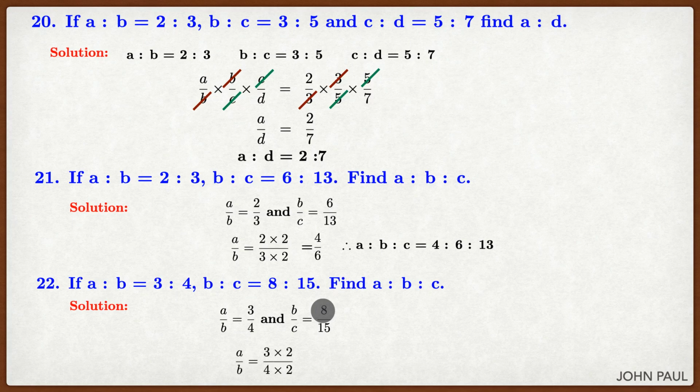A by B equal to 3 by 4, here we will multiply and divide by 2. Reason, B value is 8. To get 8, we will multiply and divide by 2. Therefore, 6 by 8. Therefore, A is to B is to C equal to 6 is to 8 is to 15. By simplifying, we get this. By comparing the equation A is to B is to C, we get the answer as 6 is to 8 is to 15.